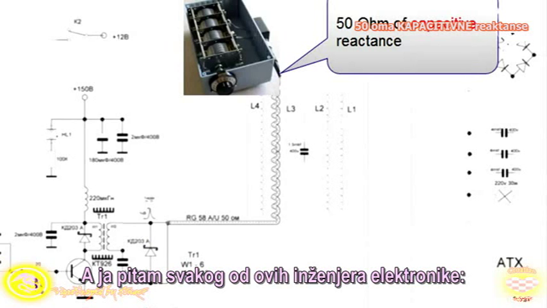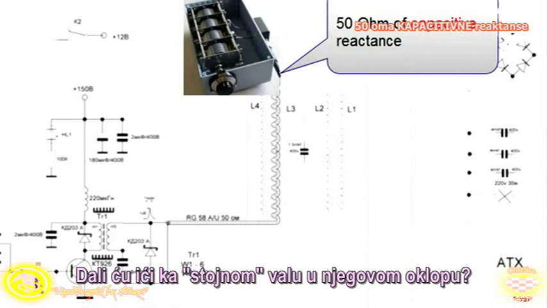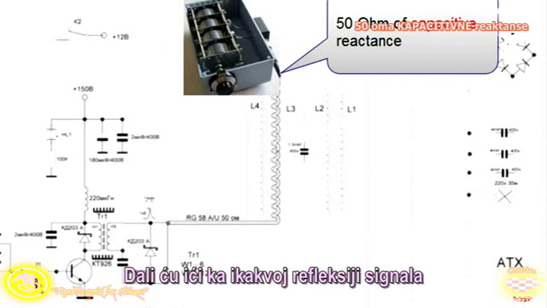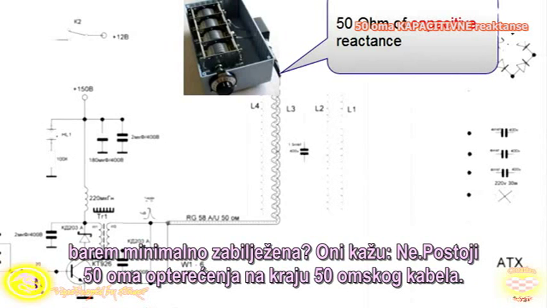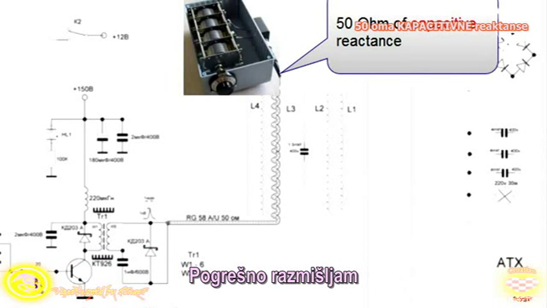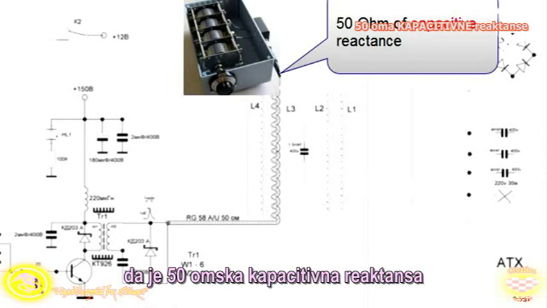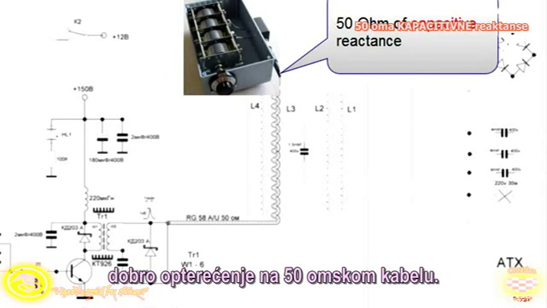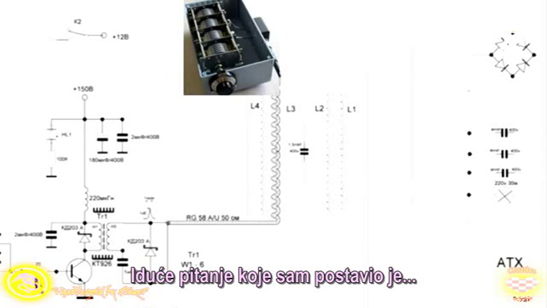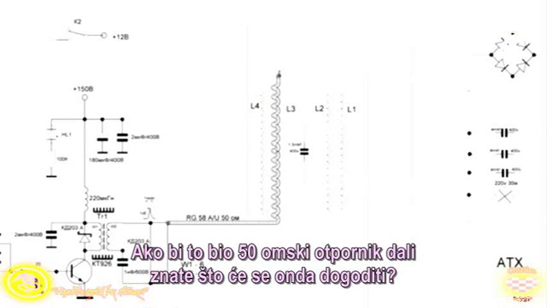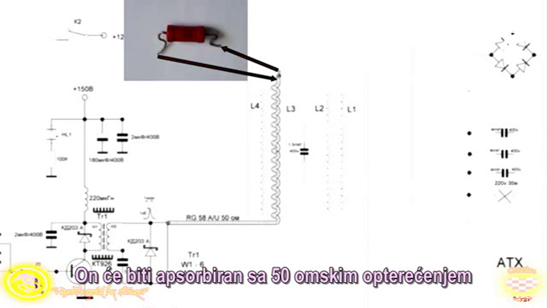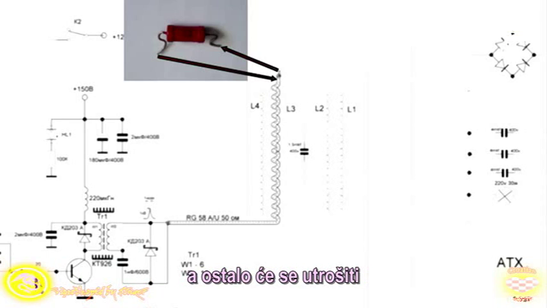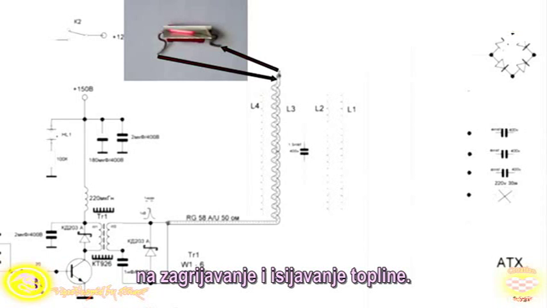And I asked each of these electronic engineers, am I going to get any standing wave ratio, or am I going to get any reflection of signal? Will any of this signal be reflected back to the transmitter? At least 3/4 of them will say, no, you've got a 50 ohm load at the end of a 50 ohm cable. They make the mistake of thinking that 50 ohm capacitor reactance is a good load on the end of a 50 ohm cable. The next question I asked them is that if it was a 50 ohm resistor, you know what's going to happen. All the signal you send down there gets absorbed by the 50 ohm dummy load, and none of it comes back. It gets turned into heat.